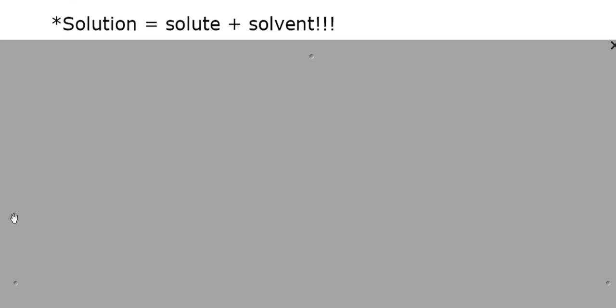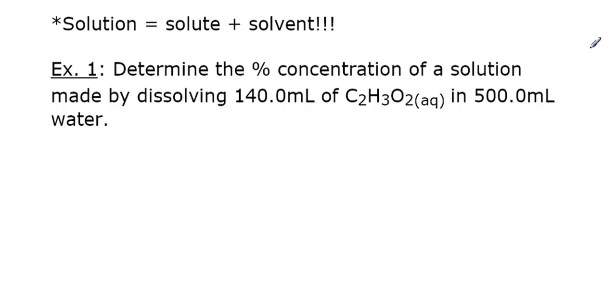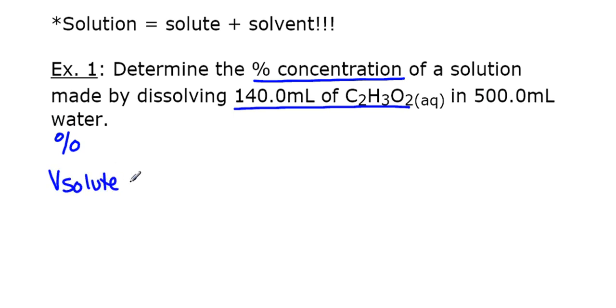So let's try out a problem involving percent concentration. Determine the percent concentration of a solution made by dissolving 140 milliliters of acetic acid in 500 milliliters of water. So here we're trying to find percent concentration, but to figure out which of the three we're looking at, we need to look at the measurements that are given. First, we're taking 140 milliliters of our acid and dissolving it in water. So here the acid is our solute. It's in the smaller quantity.